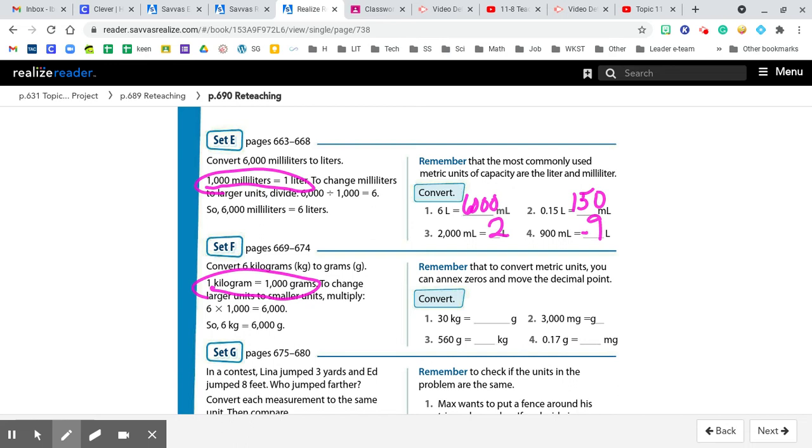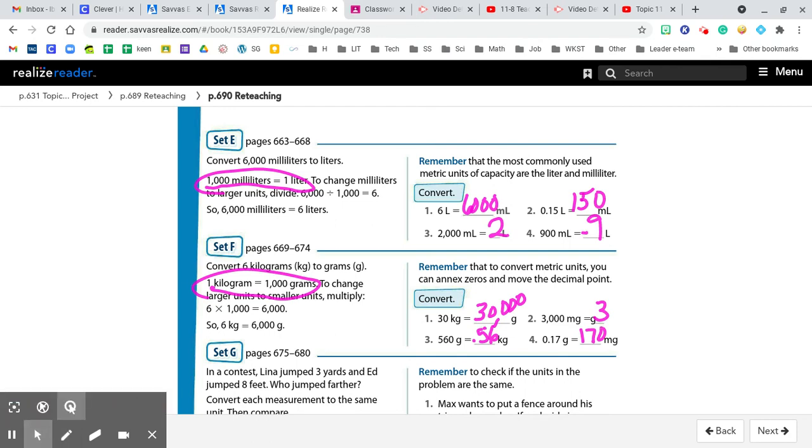So 30 kilograms, we multiply it by 1,000, we get 30,000. 3,000 milligrams, we divide by 1,000, we get 3 grams. 560 grams to kilograms, divide by 1,000, 0.56. 0.17 grams is how many milligrams? We multiply by 1,000, we get 170.